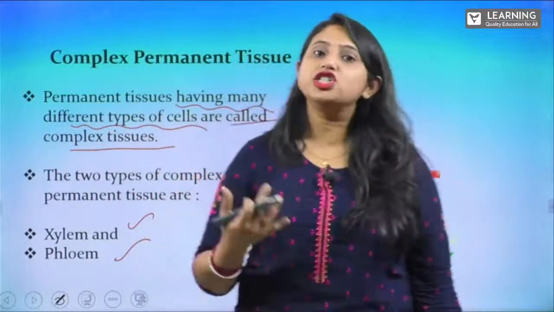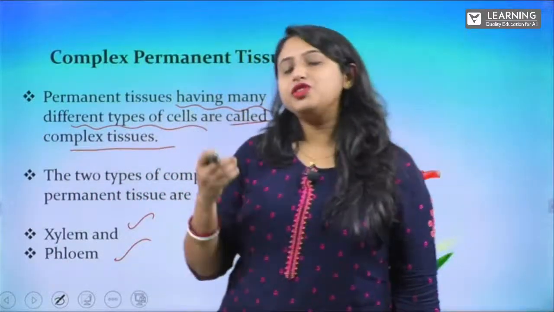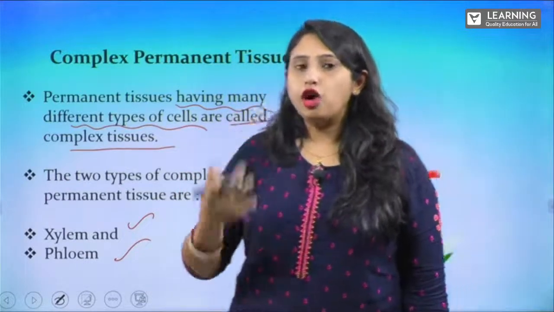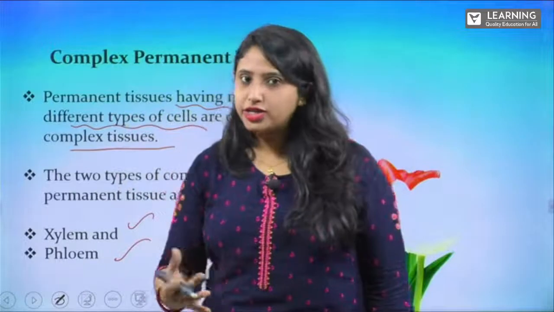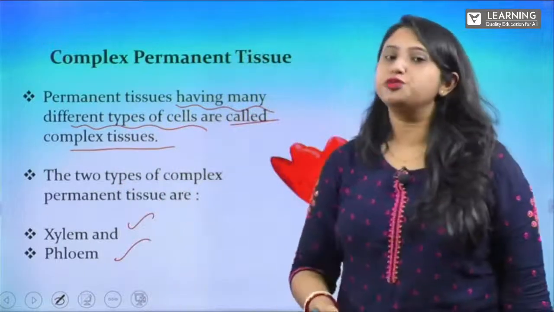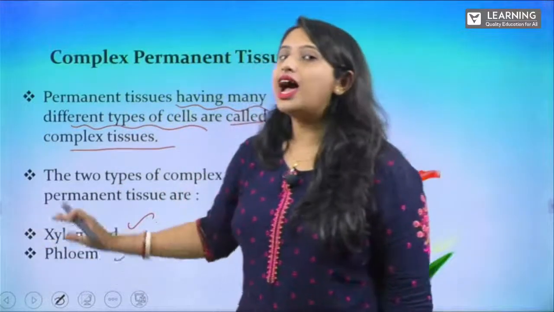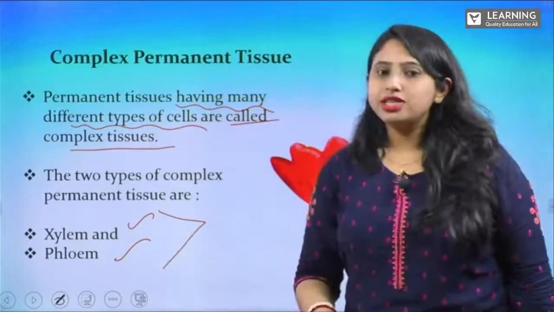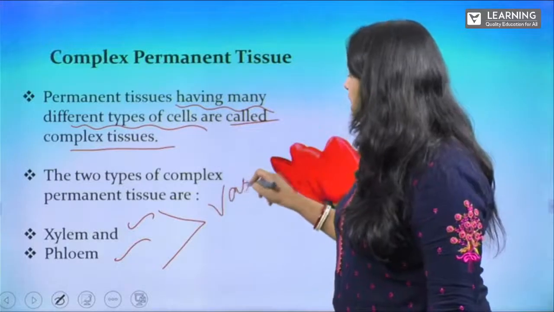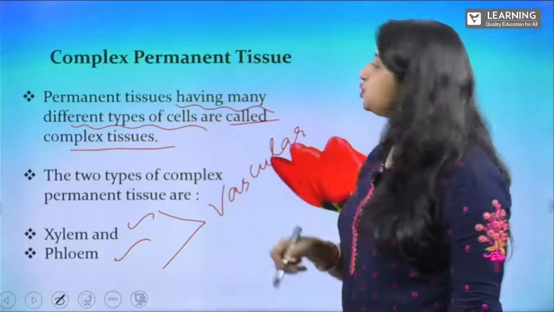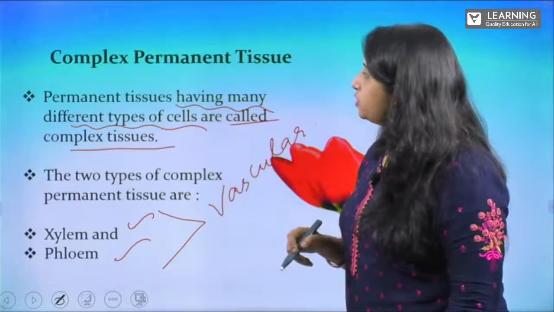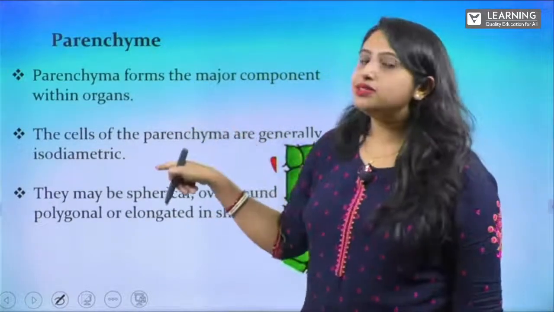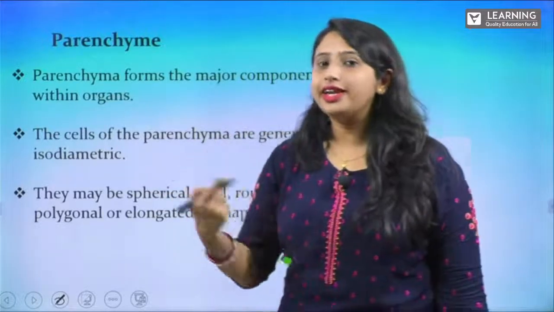You know the function of xylem, right? Xylem is responsible for transportation of water and minerals, whereas phloem is responsible for transportation of food. These two, xylem and phloem, are the vascular tissues in the plant. Next, let us see the parenchyma. This complex tissue we will be learning in detail in the next session.